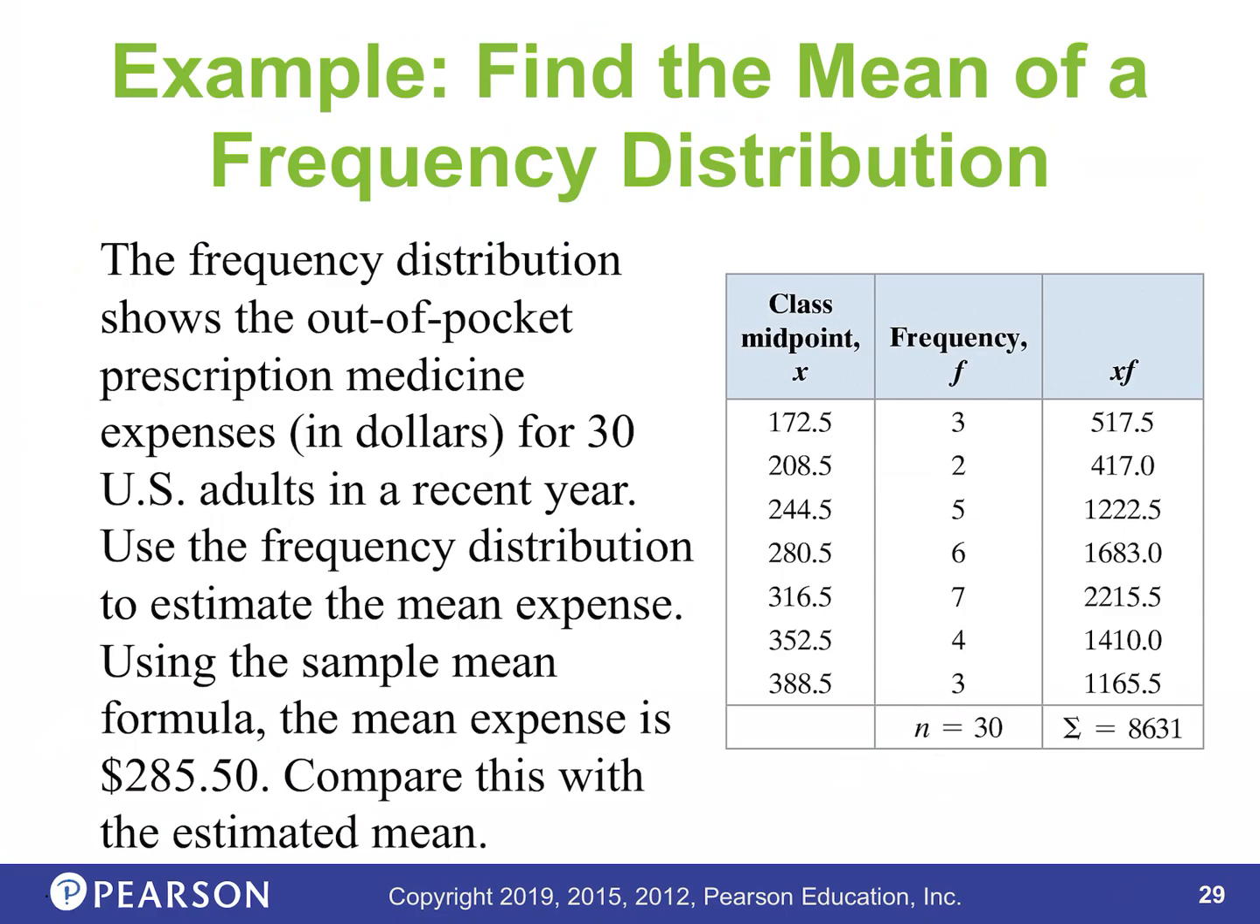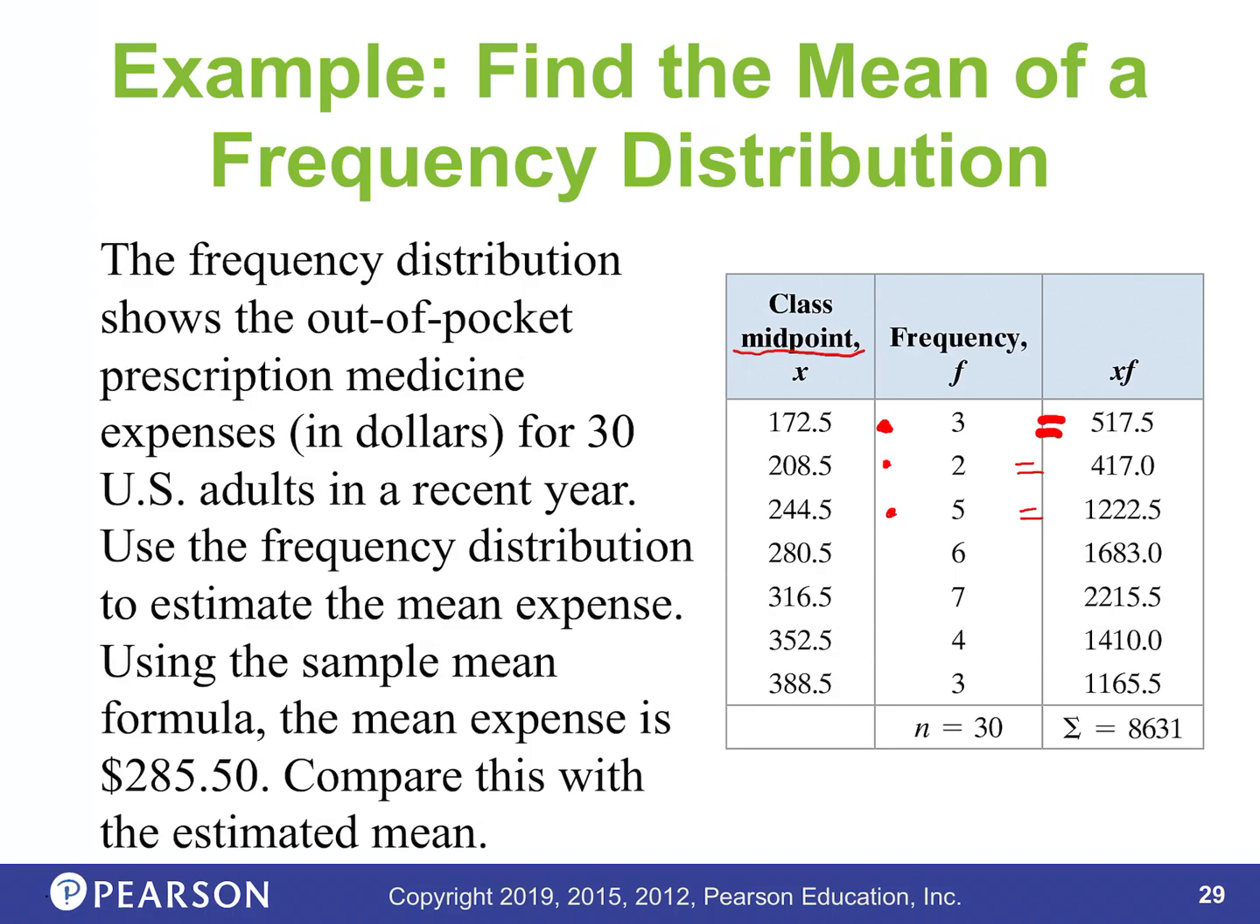All right, so we took the time to find that class midpoint. So we added the lower and the upper, and we divided by 2. We had the frequency for each entry, and we take the time to multiply them. 272.5 times 3 gives us 517.5. 208.5 times 2, we get 417. 244.5 times 5, you get 1,222.5.